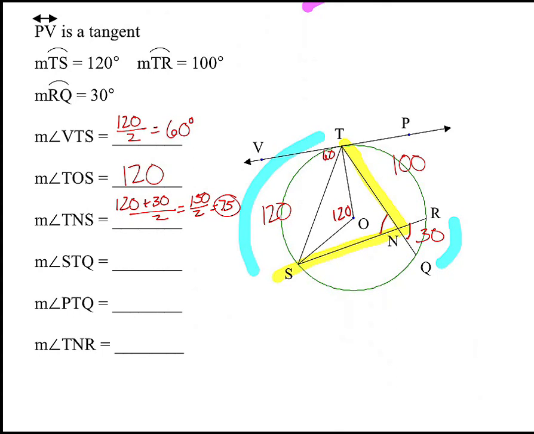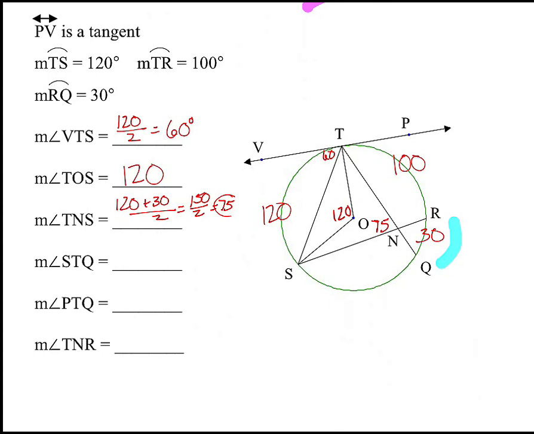Again, let's clear this up a little bit. We don't want to be looking at that. But we did figure out that this is a 75-degree angle. So it's always good to put what you know on the picture because it might help you find something later.